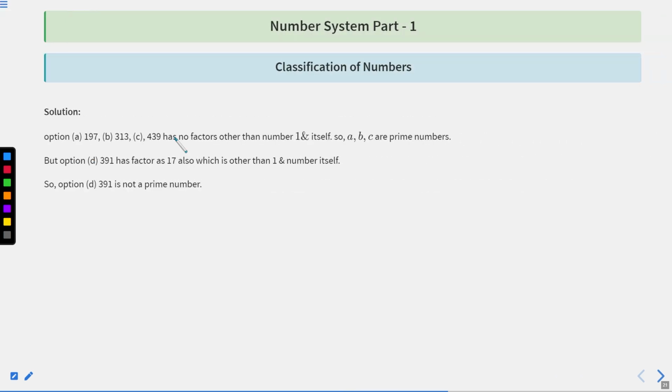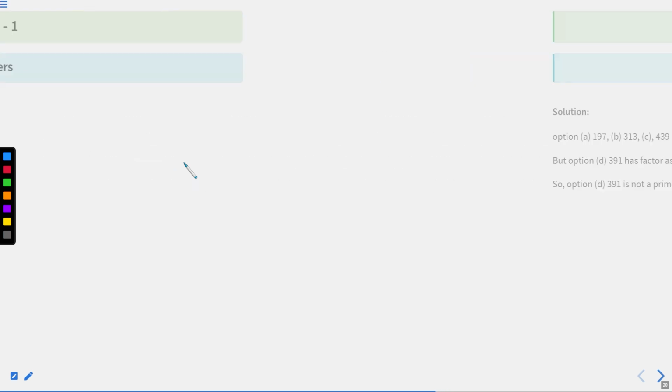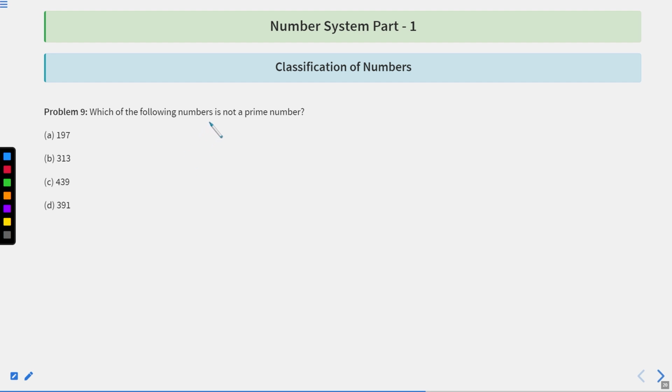Let's see. A, 197, and B, 313, and C, 439 have no factor other than 1 and itself. So A, B, C are primes, but option D, that is 391, has factor 17. So 391 violates the condition for prime numbers. So option number D is not a prime number, and we are asked to find which of these is not a prime number.